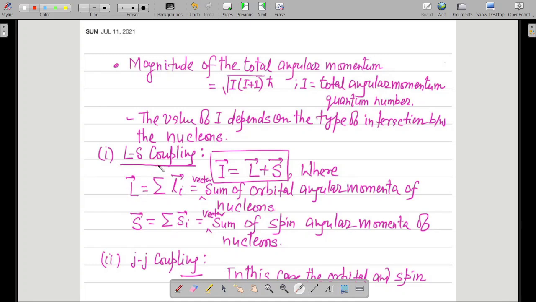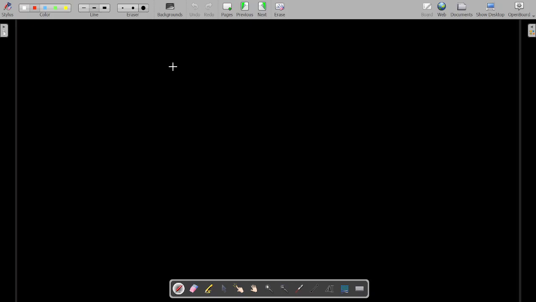Anyways, LS coupling. I is your total angular momentum quantum number, and in this particular LS coupling, the I vector will be a sum of the L vector and the S vector. Let me give you one example. What is the difference between LS coupling and JJ coupling? Let us understand.